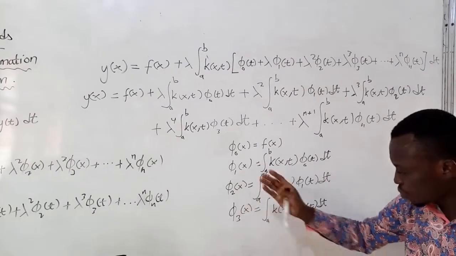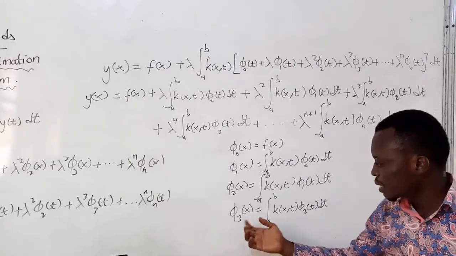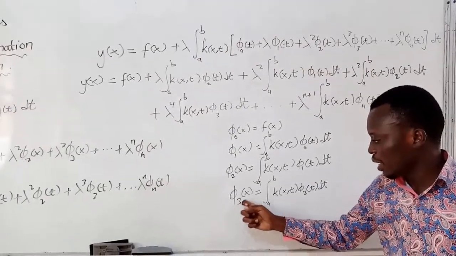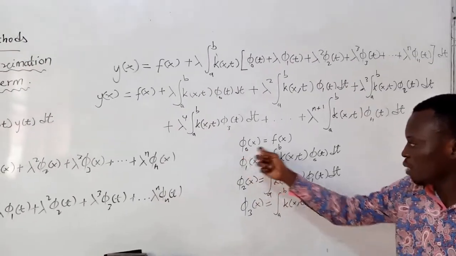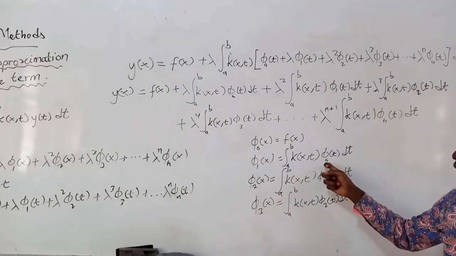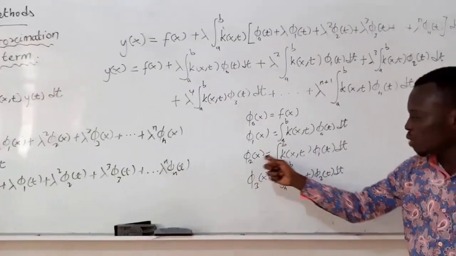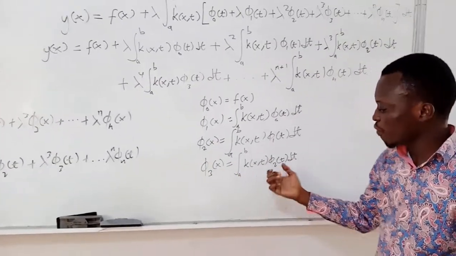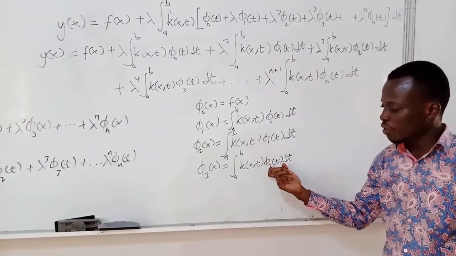From this, you could easily see that if we have phi naught, we have f of s. Phi 1, we have phi 1 of s, which is what? Phi naught here. Phi 2 of s, we have what? Phi 1 of t here. Then phi 3 of s, we have what? Phi 2 of t here.